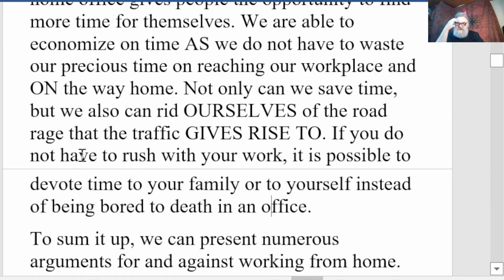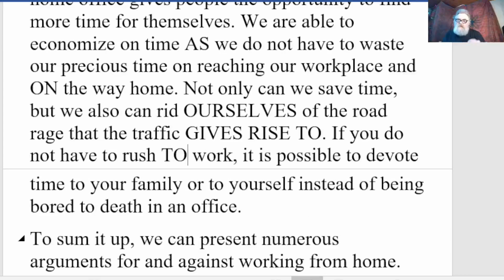So notice here you're saying to rush, meaning to do your work quickly. I think what I'd probably, if you do not have to rush to work, I like the word rush as well, it's possible to devote time to your family or to yourself instead of being bored to death in an office. Good.